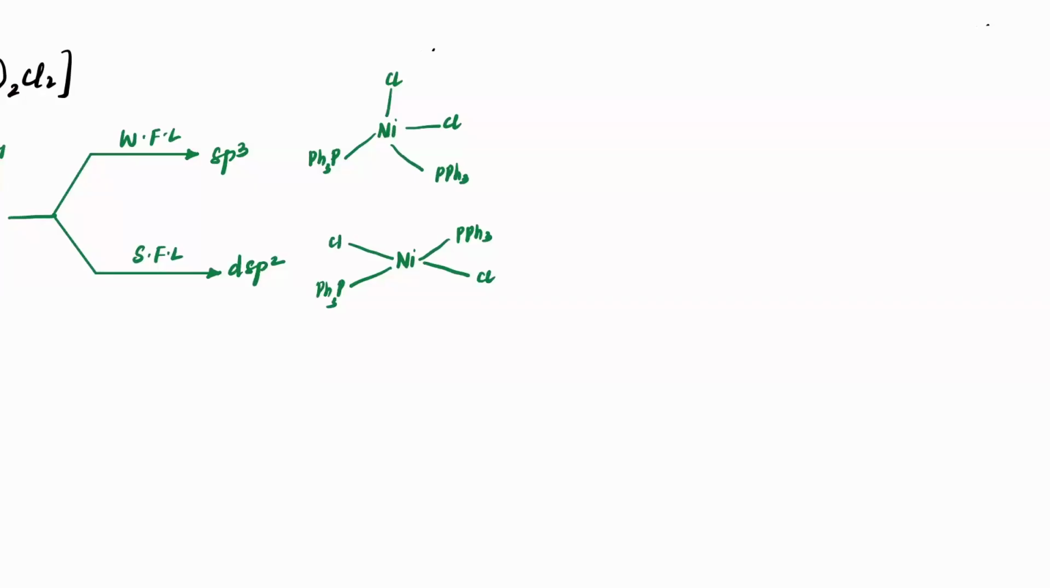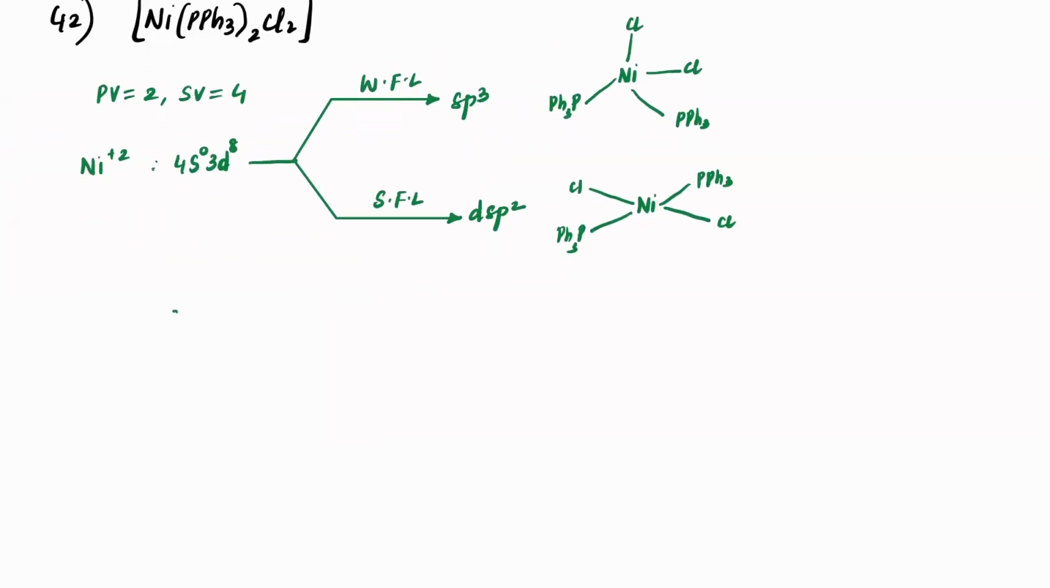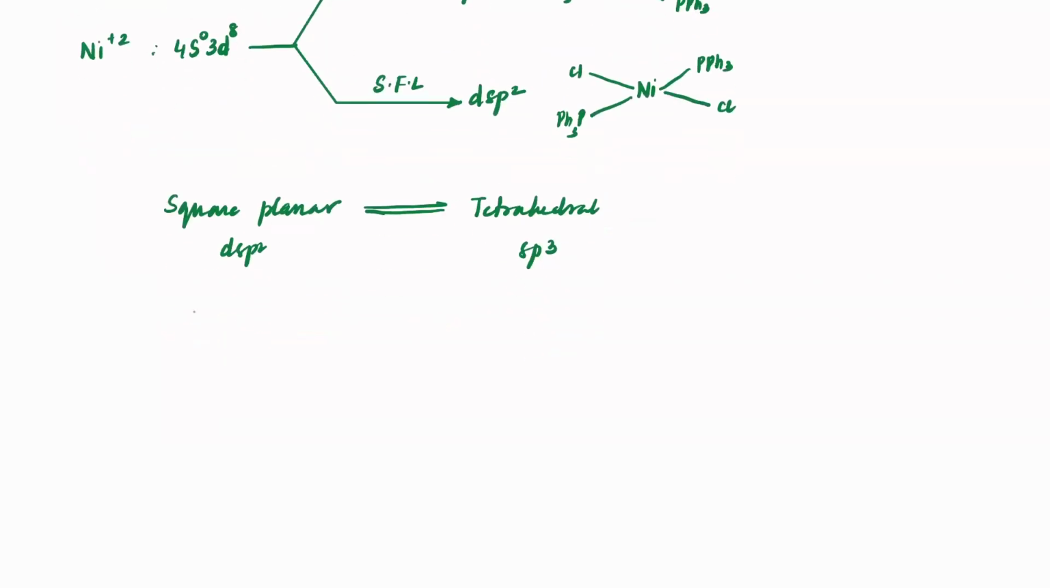So in fact, both of them are interchangeable. That means it will always go between square planar and tetrahedral. So what I can say is the square planar geometry, which is dsp2, is in equilibrium with the tetrahedral form. The tetrahedral form is sp3. Correct? Usually, the dominance depends upon temperature.